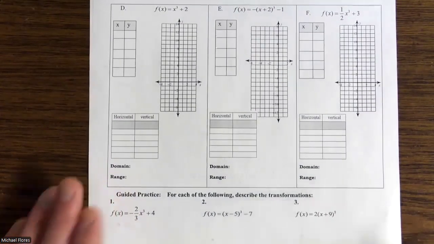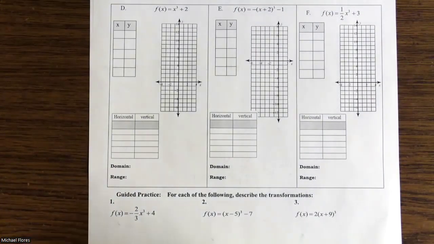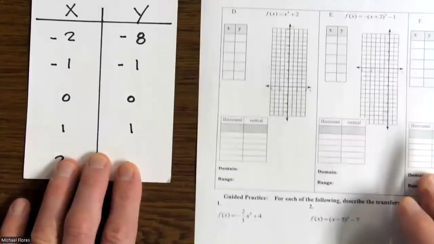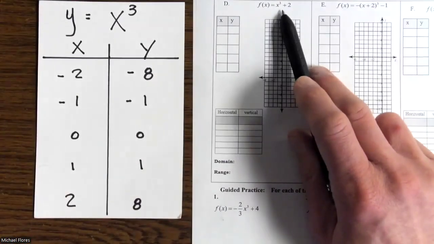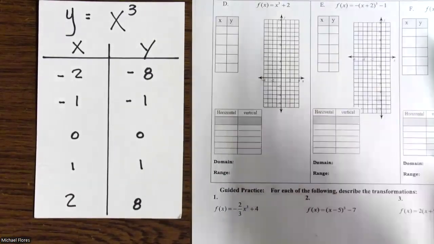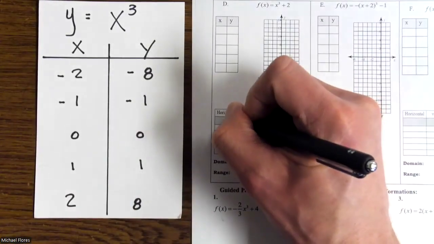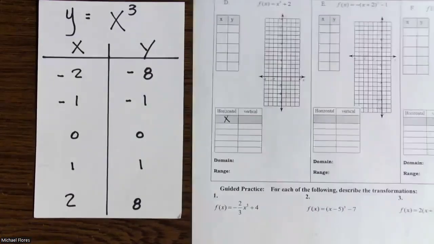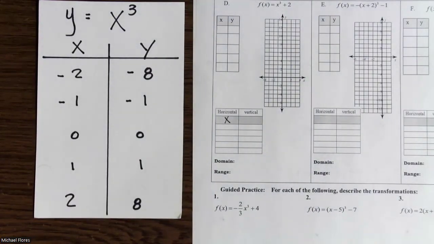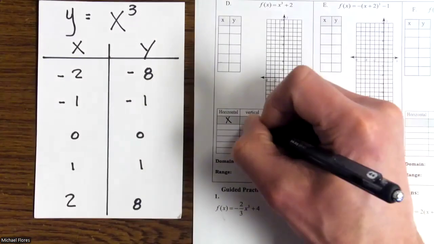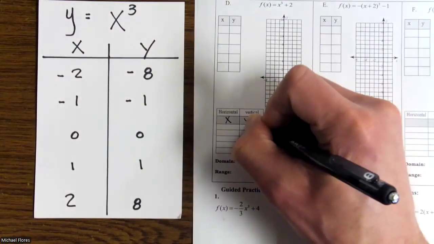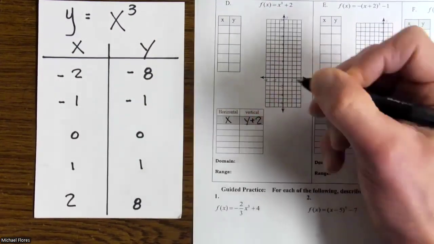All right, looking at example D. I'm not going to worry about the parent table because look, I have it right here. How convenient. No parentheses here. X is not going to be changed in our transformation table. No changes occurring to X. Now to the right of x cubed is plus 2. So over here in the transformation table in the y column, let's put y plus 2.